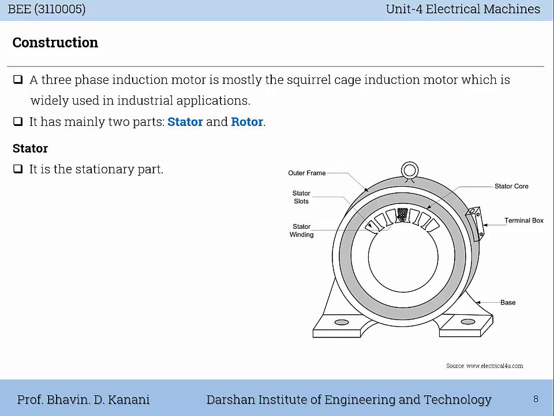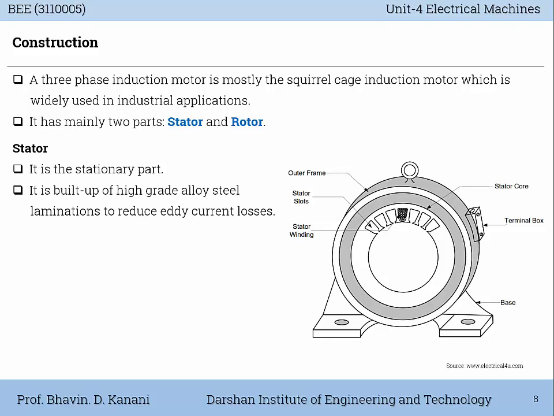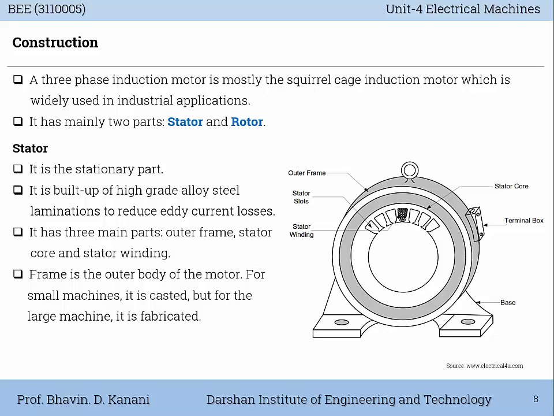The stator is a stationary part. It is built up of high-grade alloy steel laminations to reduce eddy current losses. It has three main parts: outer frame, stator core, and stator windings, as seen from the figure beside. Frame is the outer body of the motor. For small machines, it is casted, but for the large machine, it is fabricated.